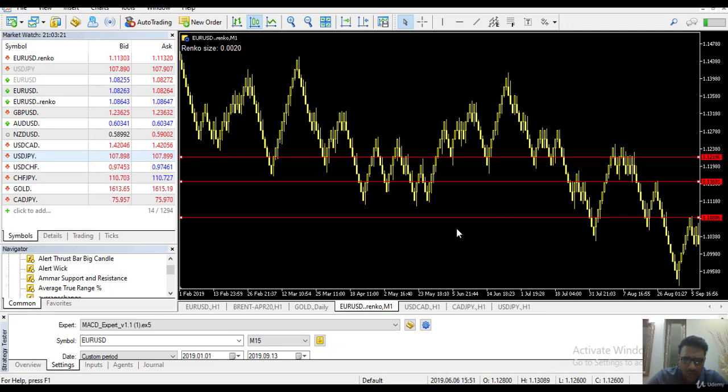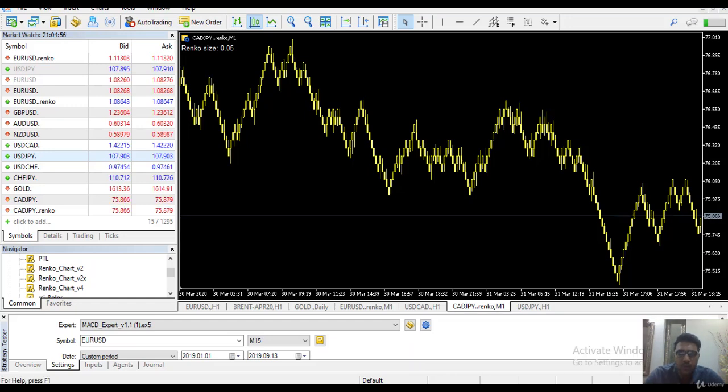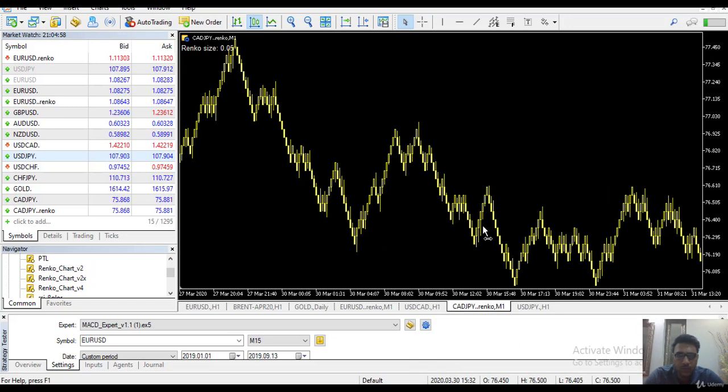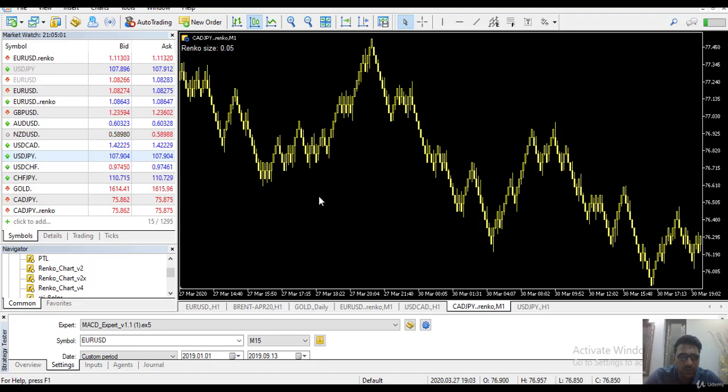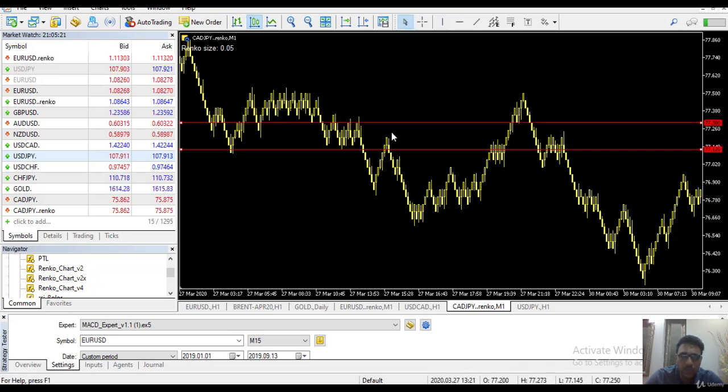Okay, let's look at another example. So here's another example. This is an area where we can see a range was formed, and another range was formed over here. When the price broke down, it went up to this area. This area became a resistance and it immediately came down, right?